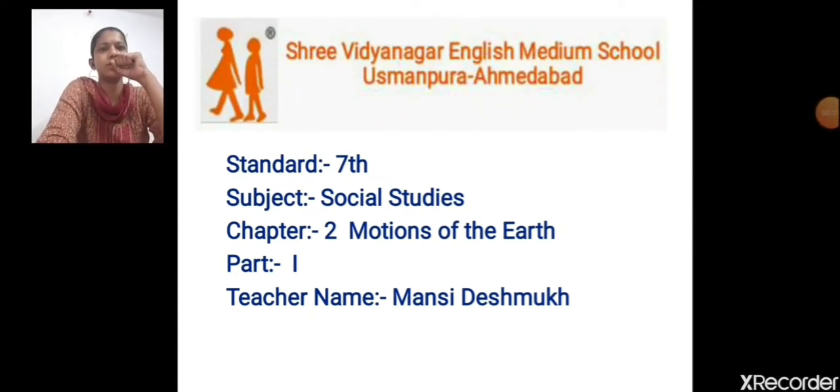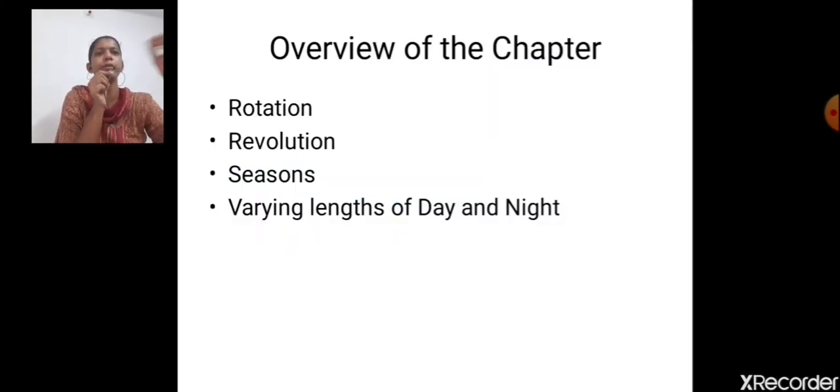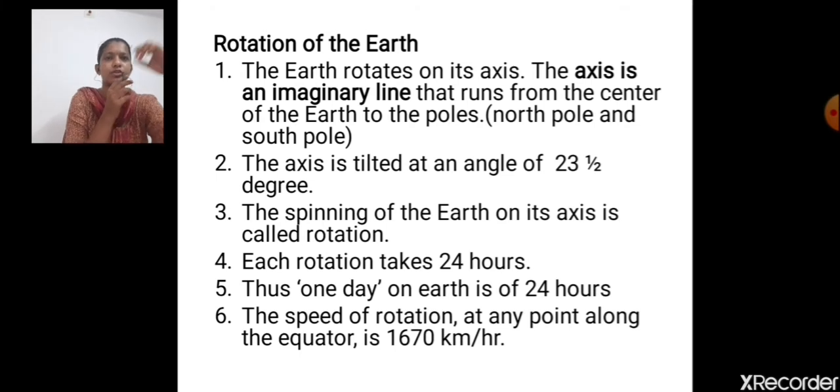Welcome back, children. Today we are going to start a new chapter in social studies, chapter 2, Motion of the Earth. This chapter belongs to the geography part of the subject. Let's see the overview of the chapter. What we are going to study in this chapter is the rotation, revolution, seasons, and varying lengths of day and night. Moving towards the first part of the chapter, that is rotation of the earth.